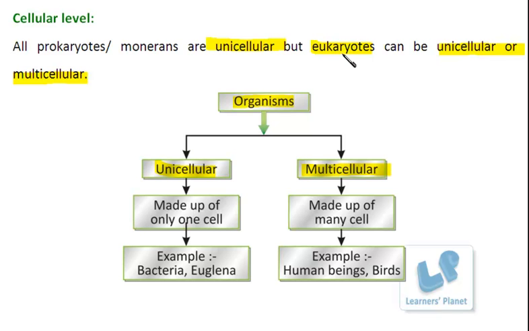So, can you just understand some of the examples? You can quote them yourself. Unicellular organisms like bacteria, euglena, amoeba, paramecium, chlamydomonas, trypanosoma, etc. The list is endless. Fine.